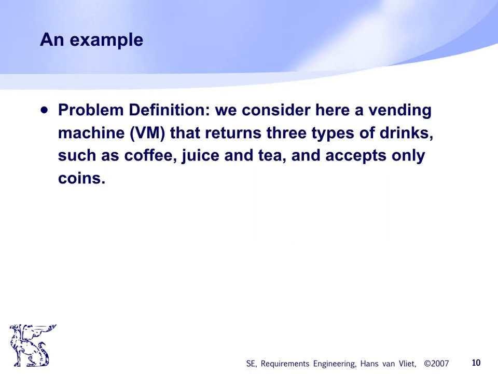Now I will give you an example to give you a better understanding of functional requirements and non-functional requirements. This is the problem definition. Suppose we are considering a vending machine that returns three types of drinks: coffee, juice, and tea, and it accepts only coins. So you have to identify what the functional requirements and non-functional requirements of this system will be.